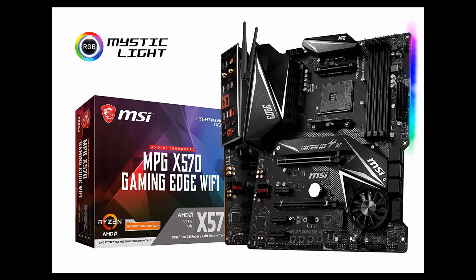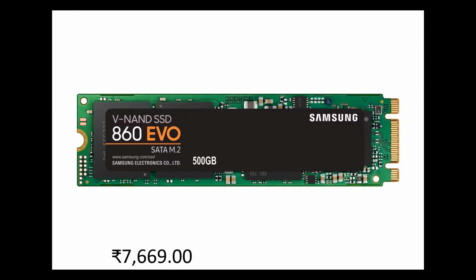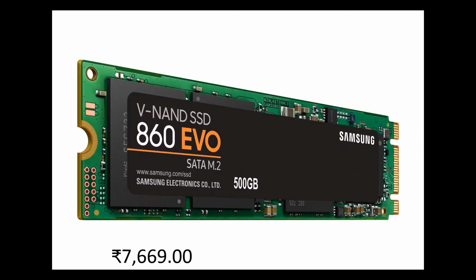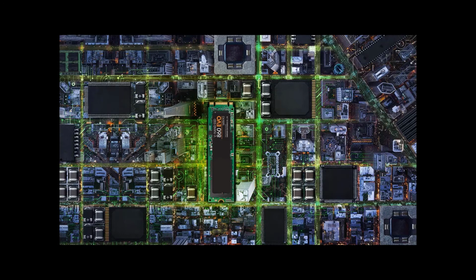Now coming to storage, we have got two different components for storage. The primary will be the Samsung 860 EVO 500 GB, which is an M.2 interface disk, and it costs around 7,669 rupees right now. So we will be installing the operating system and our software on this disk so that we can access them faster.